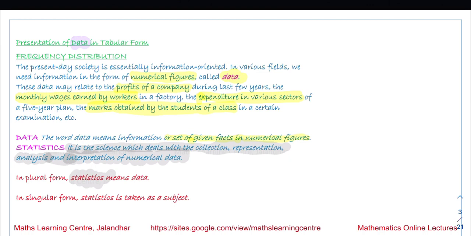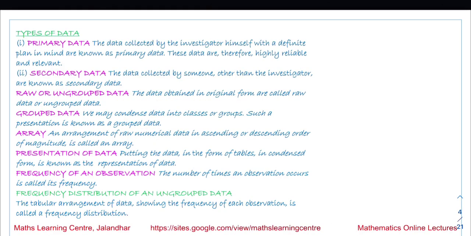Now the next thing we have is types of data. We are basically dividing it in two forms. One is the primary data and second is the secondary data. Primary data is the data collected by the investigator himself with a definite plan in mind. And secondary data means the data collected by someone other than the investigator.